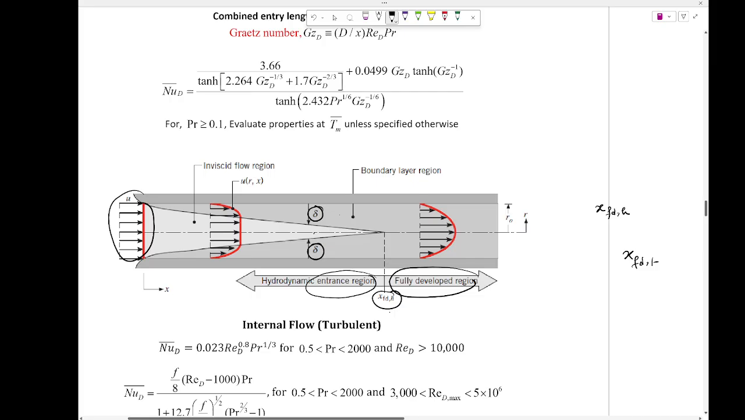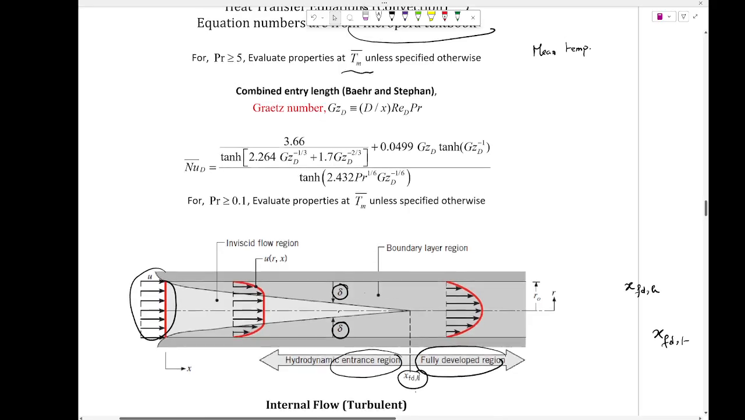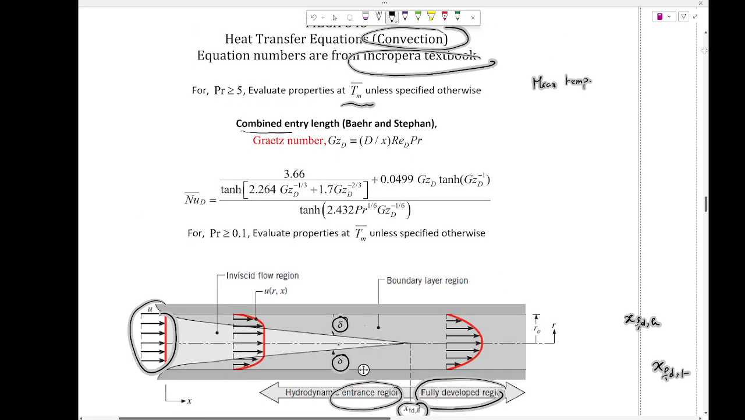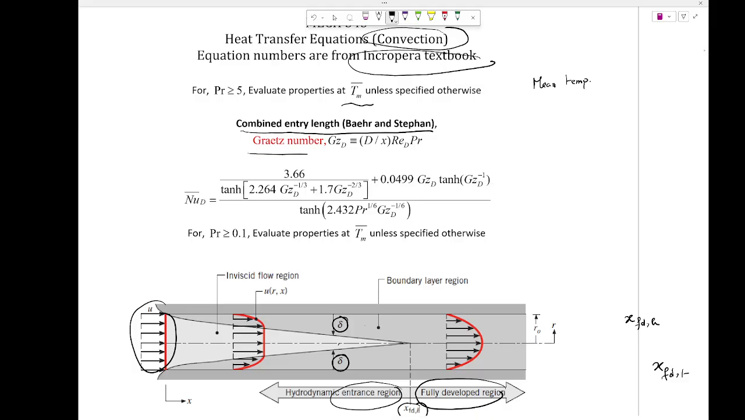All right, so now let's move on to a little bit more stuff. Combined entry zone or entry length. There is this new number that they use. What is this number? Graetz number. What is the Graetz number? It is the combination of Reynolds, Prandtl, and the dimensions, diameter and the length of the pipe, right? What does the Graetz number do? You don't have to remember the Graetz number by equation itself, like Reynolds, Prandtl or Nusselt.